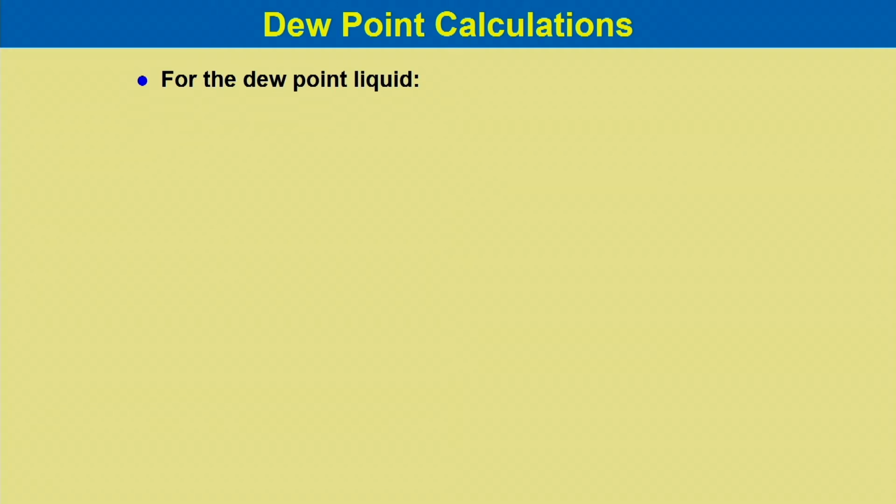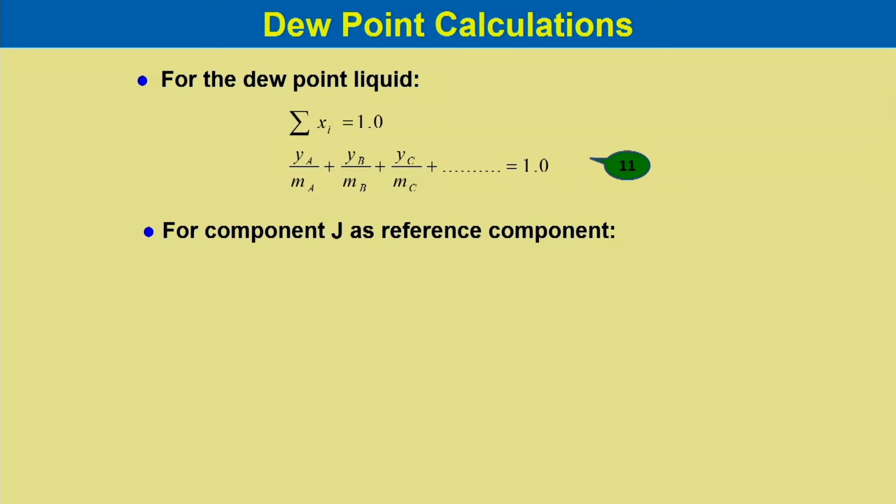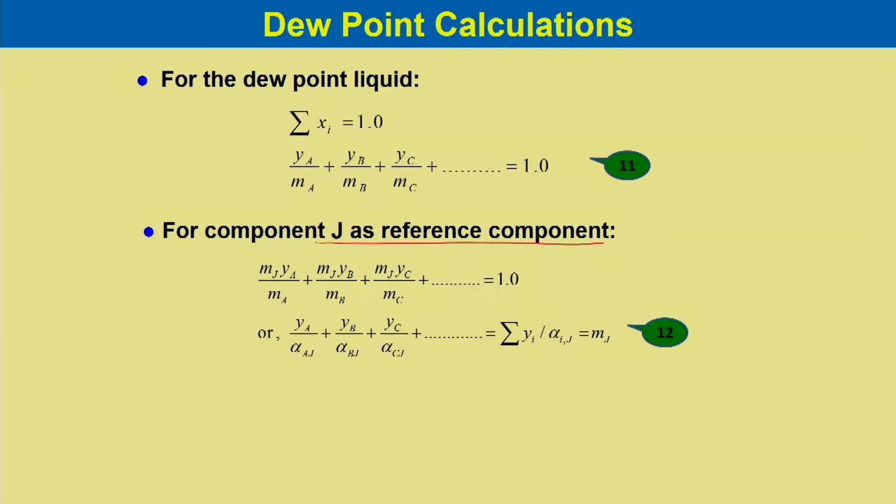For the dew point liquid, the summation over xi would be equal to 1, and ya by ma plus yb by mb plus yc by mc and so on would be equal to 1. Now, for component j as reference component, we can multiply with mj both the sides. So, here we can write ya divided by alpha Aj plus yb by alpha Bj plus yc by alpha Cj and so on, which would be equal to the summation over yi by alpha ij, equal to mj. So, this is equation 12 for dew point calculation.